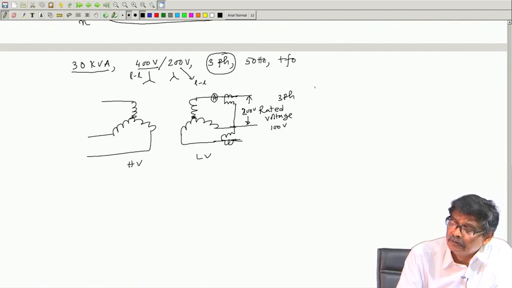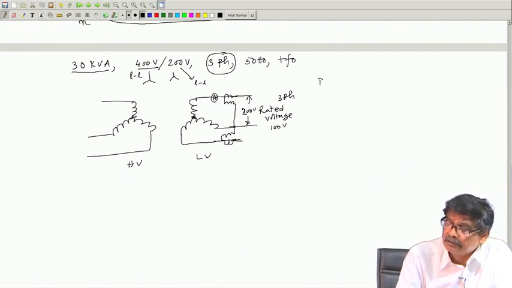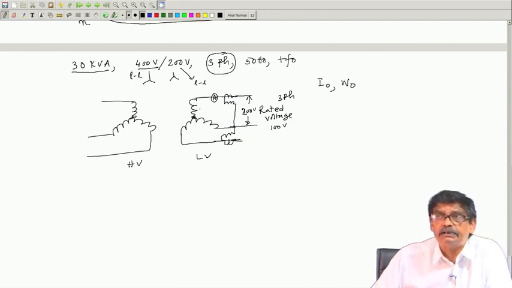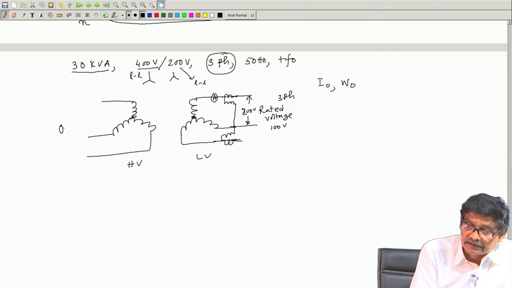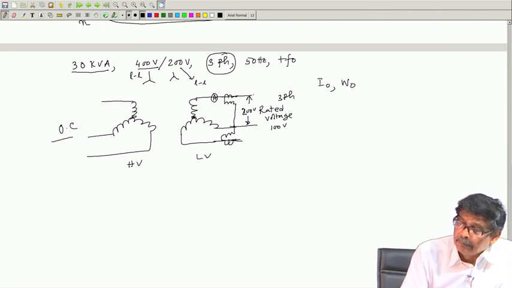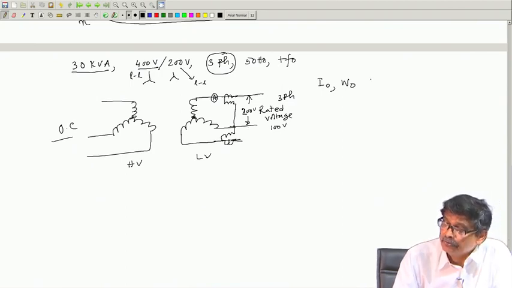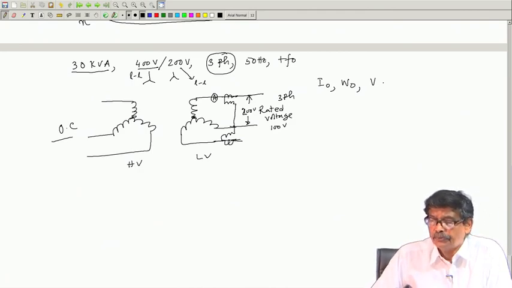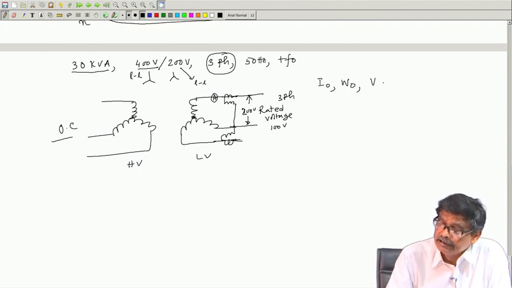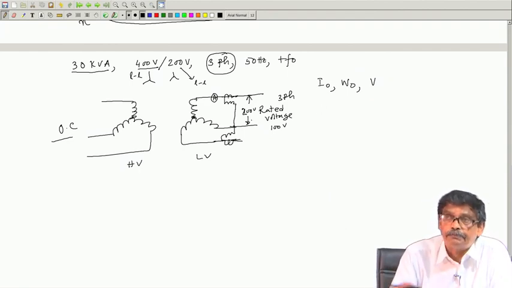So, note down I naught and W naught, the wattmeter reading. The secondary side is open circuit, and the applied voltage of course must be rated. So, you have a voltmeter as well connected here, so you know the applied voltage. Now, what you do is calculate the parameters on a per phase basis.